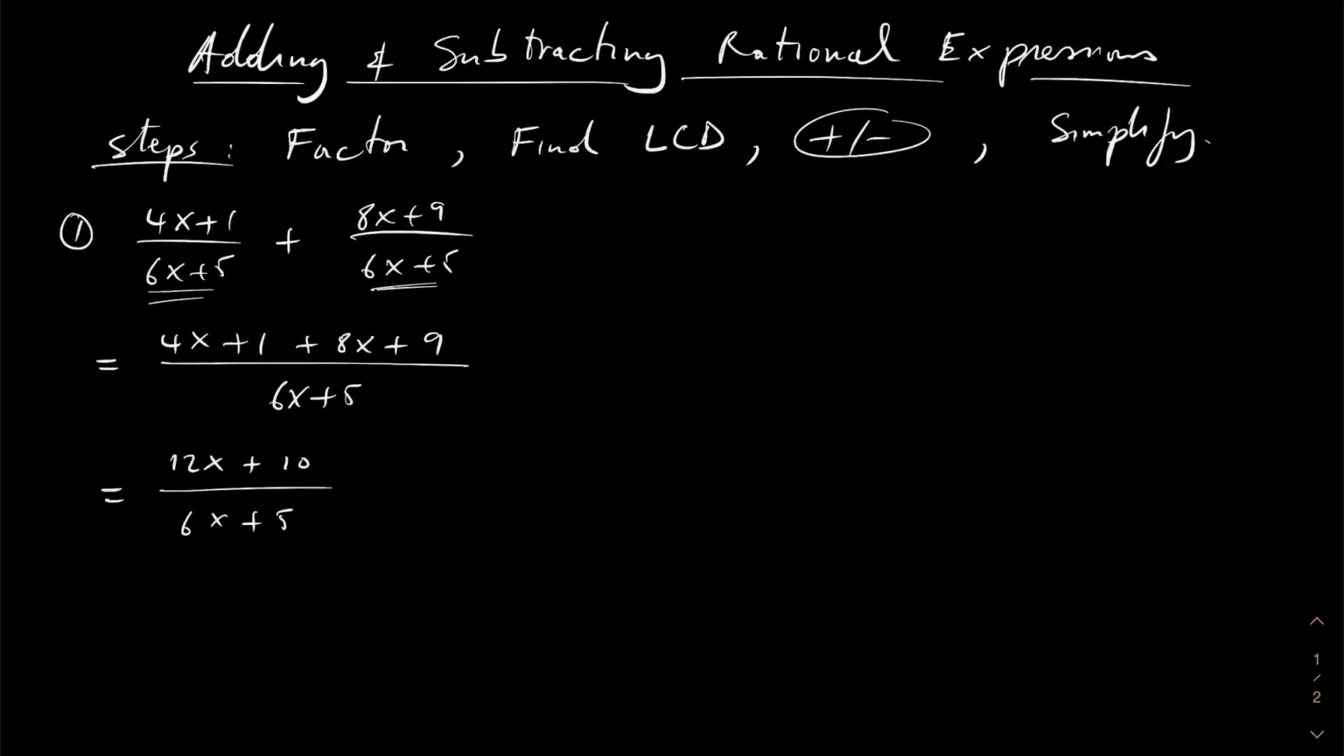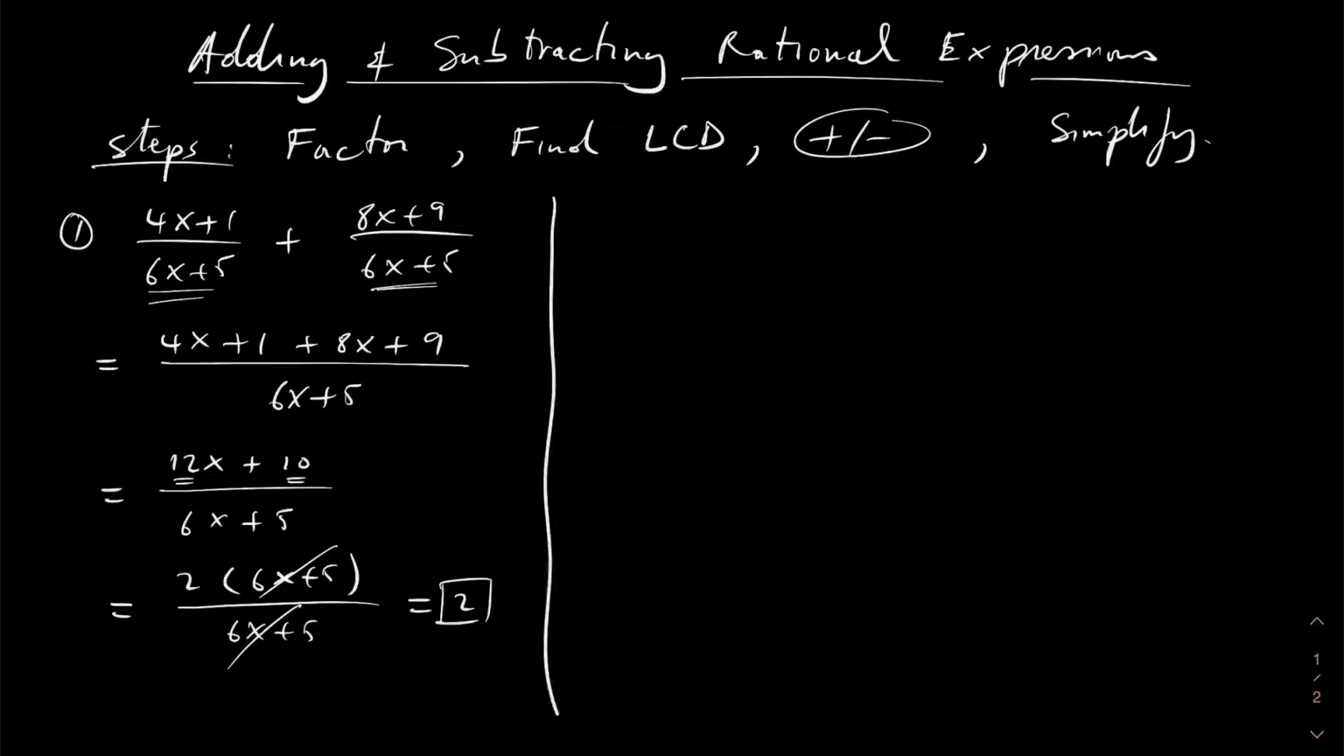Now, as you can see, the numerator here can be factored further because 2 is a common factor to both those terms. And so you're going to have 2(6x + 5) divided by (6x + 5). And as usual, cancel out any common factor. And so you're going to be left with just 2. And that's done for this first one.